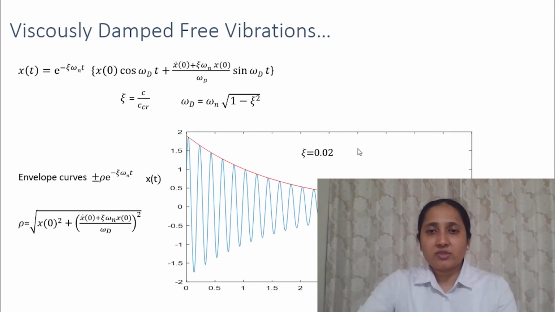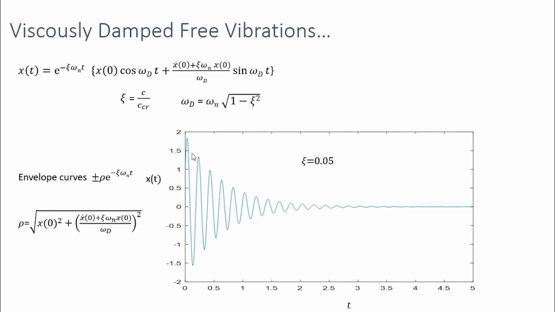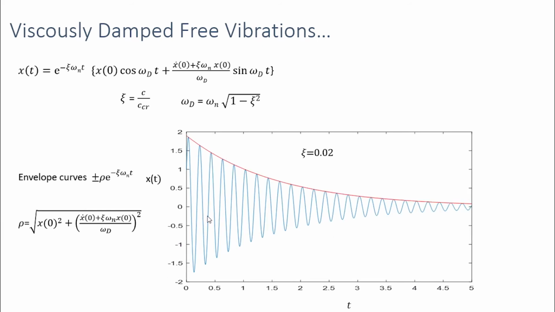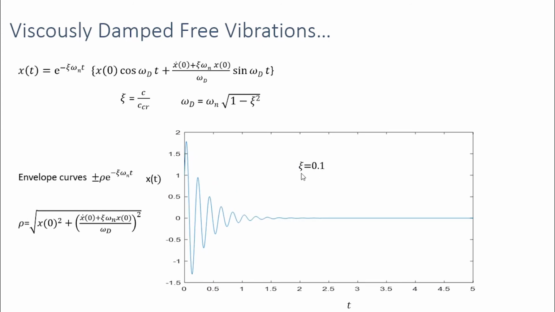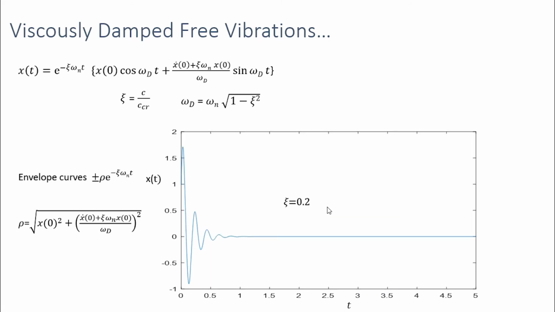Let's see what happens when the damping is increased. When the damping is 5%, the decay is faster. Earlier it was decaying slowly, now it is decaying faster. When we increase the value of damping, the decay becomes faster still. This is when damping is 10%. And when damping is 20%, it decays much faster. So there are only a few cycles remaining before the system comes back to its equilibrium position.